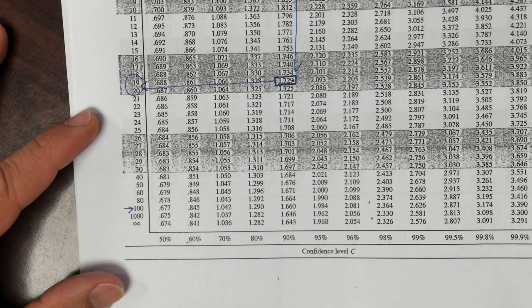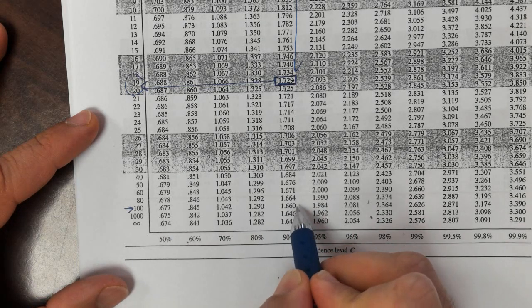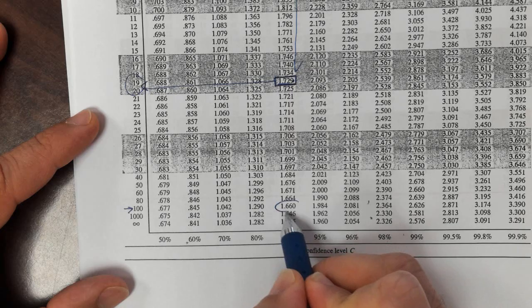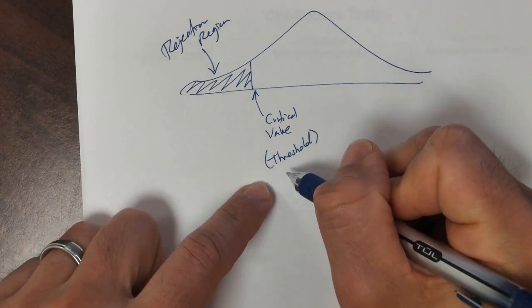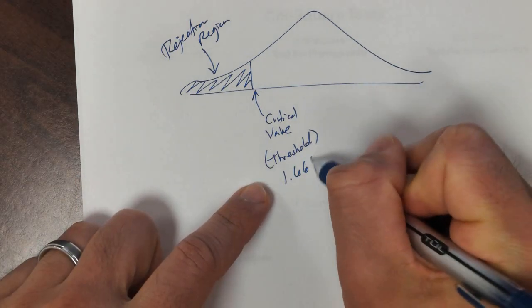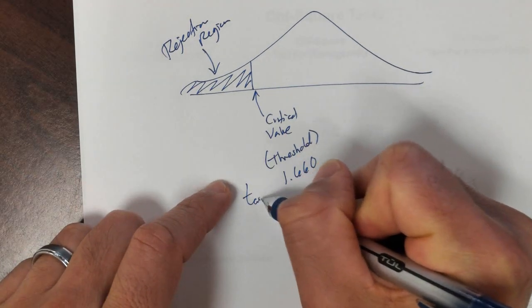Does that part make sense? So we would go there, look at our alpha of 0.05, and our rejection value is 1.660. That's the value we're going to be using here, 1.660 for our t critical.